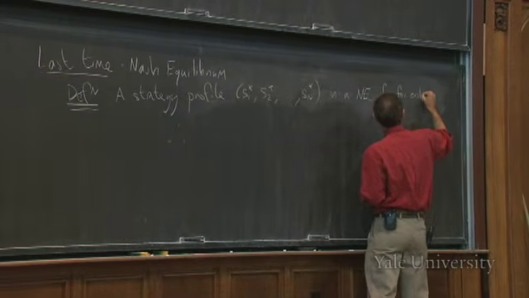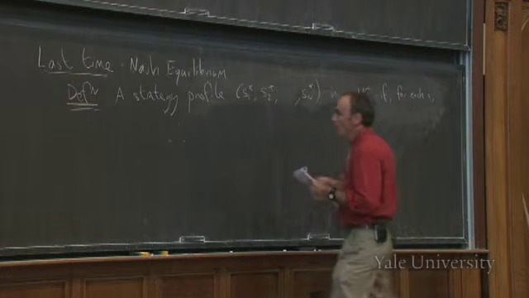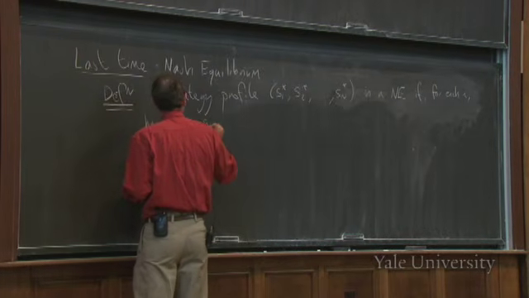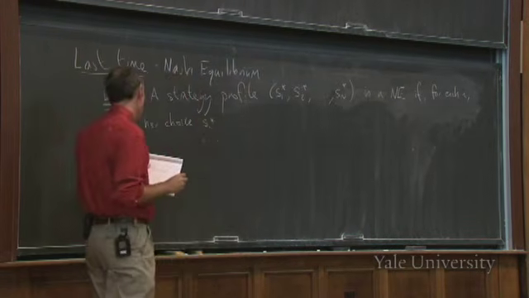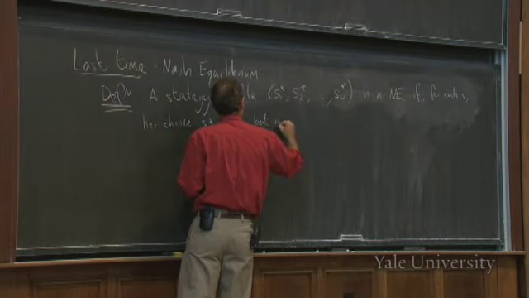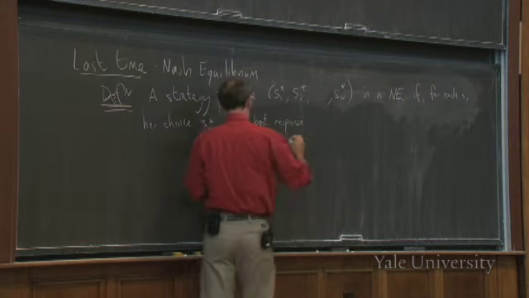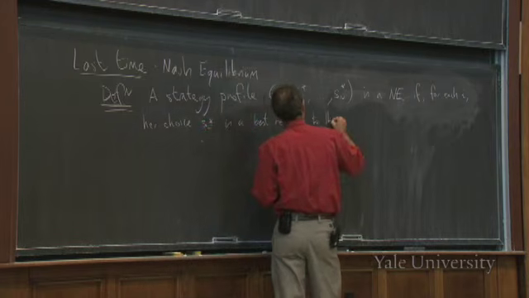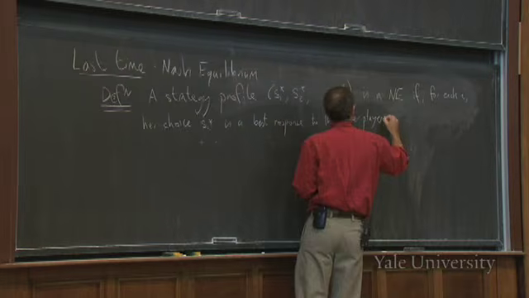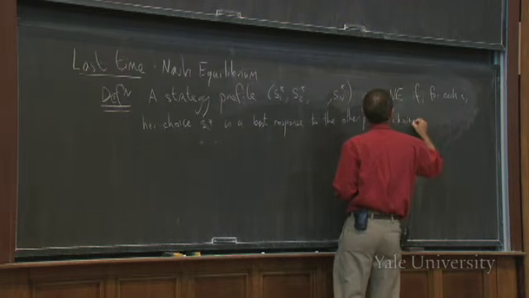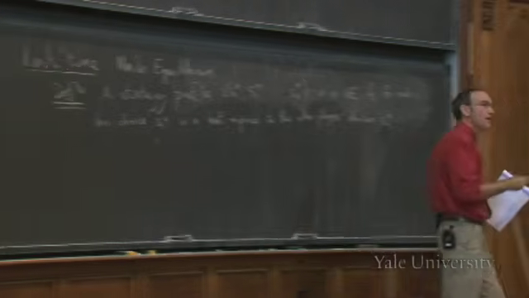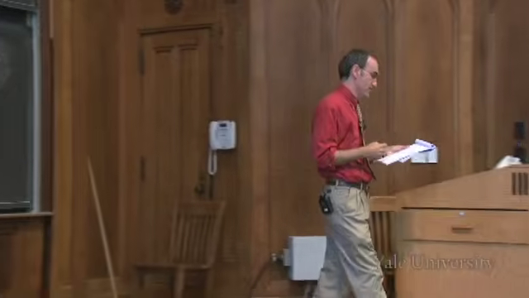for each player I, her choice here, Si star, that's I's part of that profile, is a best response to the other players' choices. And of course, the other players' choices here are S minus I star. So everyone is playing a best response to everyone else.